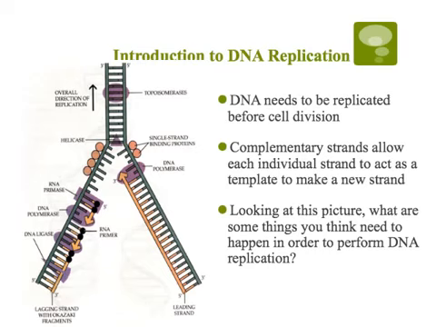So we know that DNA needs to be replicated before cell division happens. And remember that this happens in the S phase of the cell cycle. And the fact that strands are complementary, the fact that one strand pairs nicely with the other strand, makes it really easy for each individual strand to act as a template.